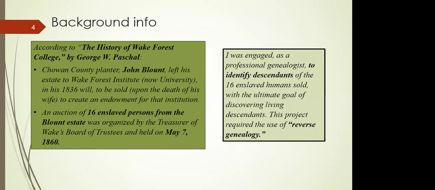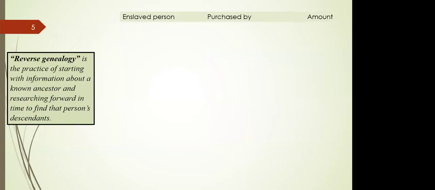I was engaged as a professional genealogist to identify descendants of the 16 enslaved humans sold, with the ultimate goal of discovering living descendants. This project required the use of reverse genealogy. If you're not familiar with reverse genealogy, that is the practice of starting with information about a known ancestor and then researching forward in time, coming towards the present instead of going backwards toward the past, in an effort to find that person's descendants.